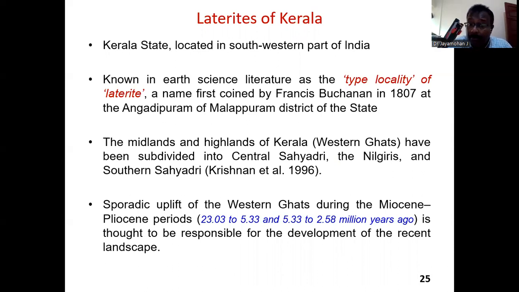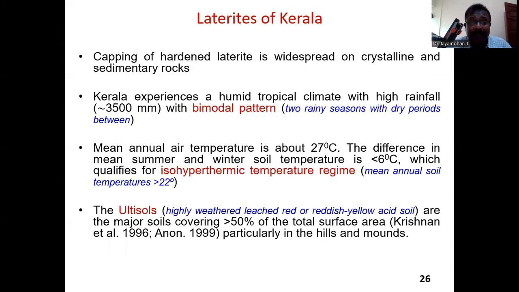This Western Ghats got uplifted into the form of mountains during two periods. First was the Miocene period, from about 23 to 5 million years ago, followed by the Pliocene period, 2.58 million to 5.3 million years ago. So the sporadic uplift of the Western Ghats occurred during the Miocene and Pliocene periods, which influenced the landscape of the state of Kerala in a very big way.